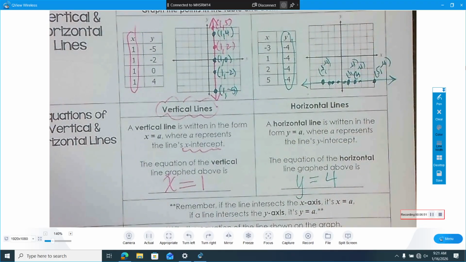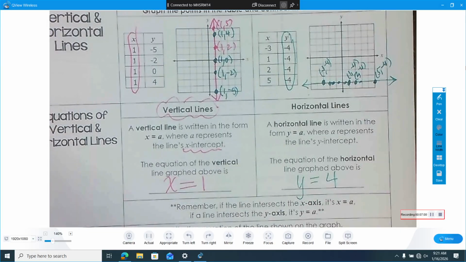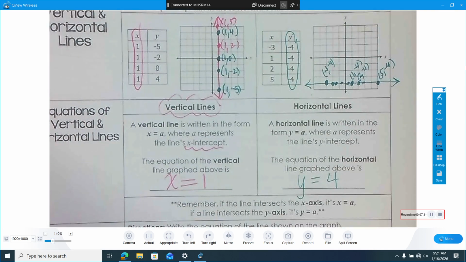If you're ever unsure, you have a picture of a line, and you're like, I don't remember. Should it be x equals or y equals? I don't remember. Well, put some points. Label some ordered pairs and see what matches. All right? And there's your equation right there. If all the y's match, then it's y equals 4. If it's all the x's that match, then it's x equals. All right? Does that make sense to you?